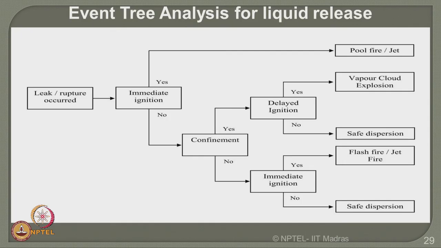Then we perform the consequence analysis. We calculated the event trees for the liquid release. The liquid release can be either a leak or a rupture occurrence. It can cause immediate ignition. If it results in immediate ignition, it can result in pool fire. If it does not cause immediate ignition, it is confined to a specific area. If the confinement is effective, then there is a delayed ignition, which can result in VCE, what we call vapor cloud explosion. If the delayed ignition is not there, if it is instantaneous, then we talk about safe dispersion. If the confinement is not successful within the dikes, then it can again cause immediate ignition, which can result in flash fire or a safe dispersion. So we perform event tree analysis to know the consequences of various scenarios.